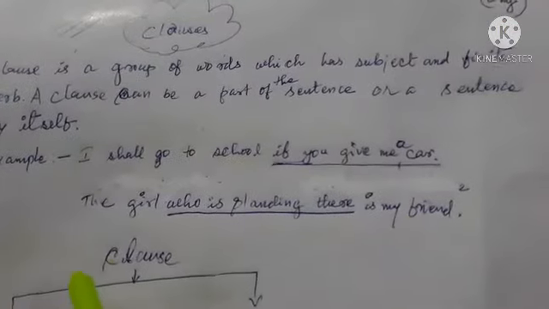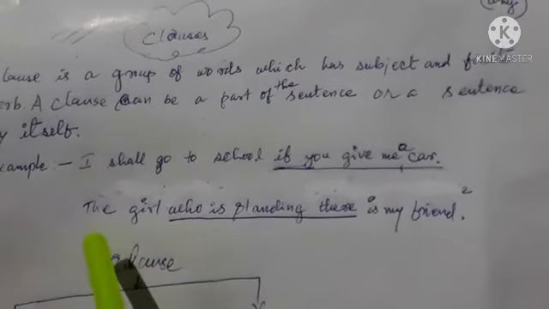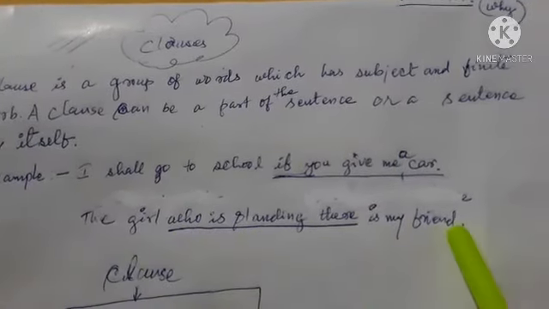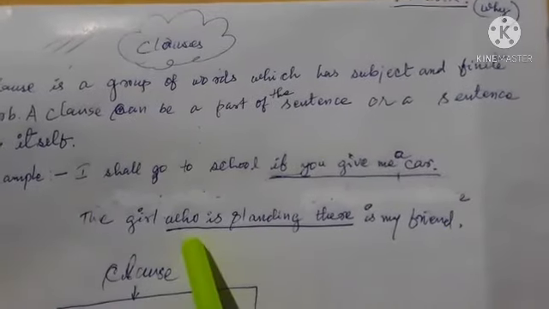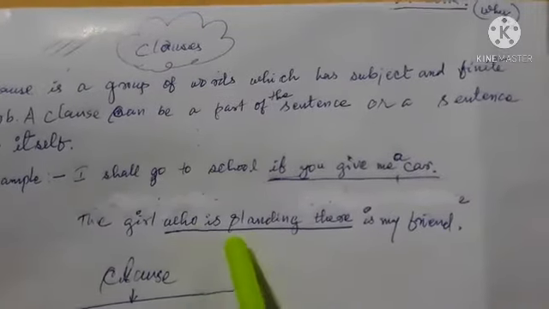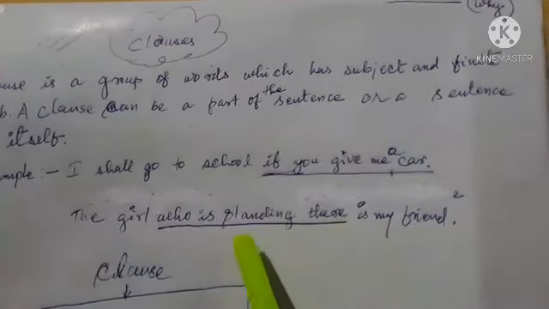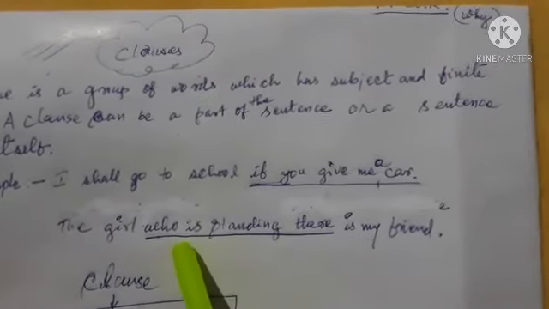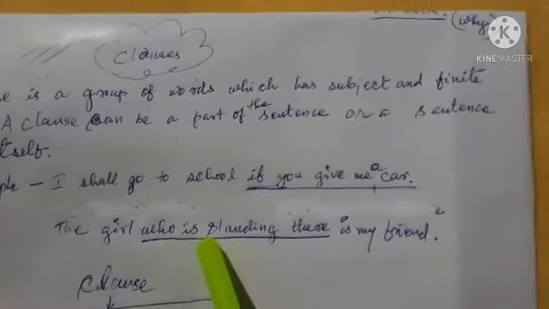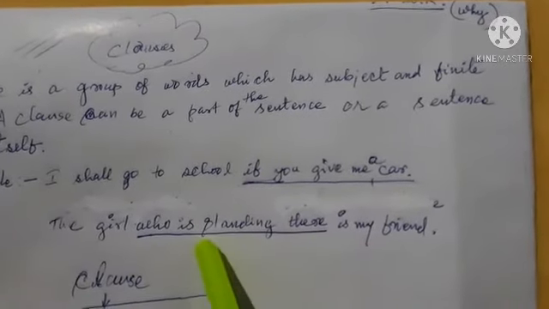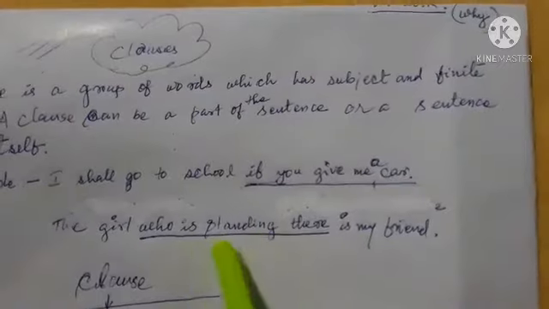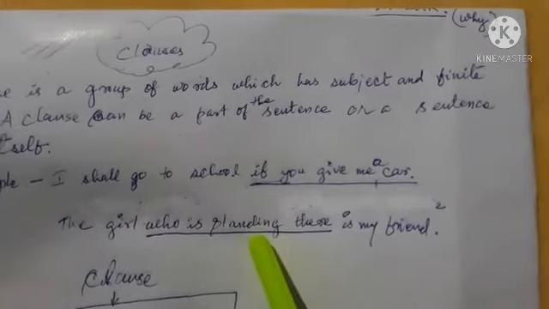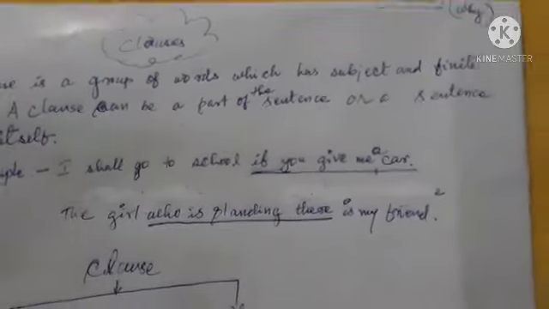Let us take one more example to comprehend well. The girl who is standing there is my friend. Here, the underlined words "who is standing there" are a clause because it has a subject, "who", and a verb, "is standing", and it is a part of the sentence. Therefore it is a clause.